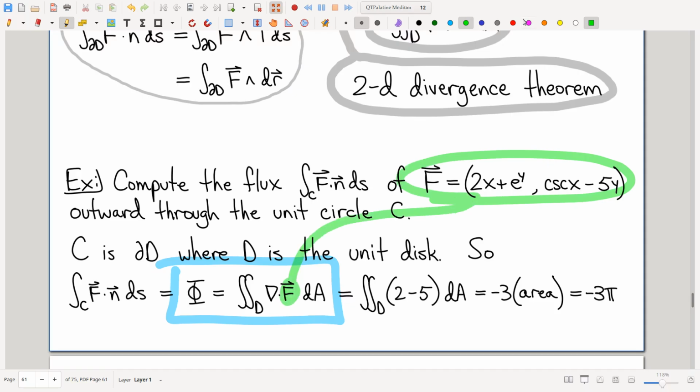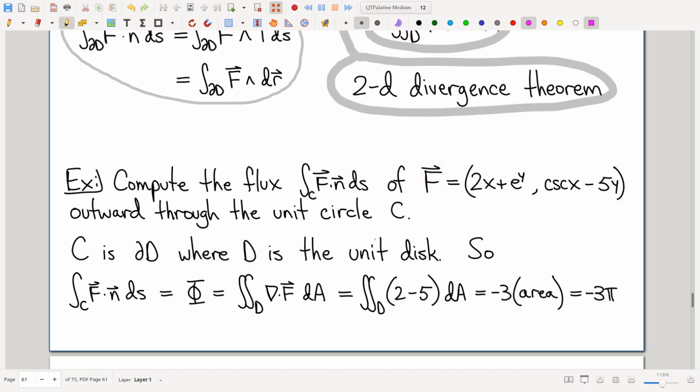And the vector field, it's really easy to compute the divergence. Divergence ends up being -3. So again, this turns into a really easy double integral, and altogether the flux is -3. Works out really nice. Everybody okay? Everybody with me?